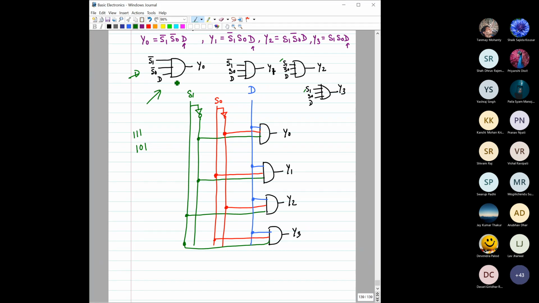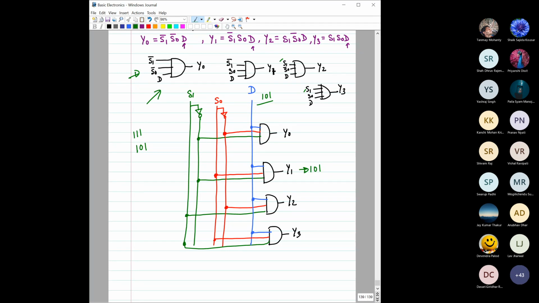But you know for which selection line you have selected, right? For example, suppose you are sending the data 101 over the channel and you want this 101 to be delivered here. Then first you transfer 1, you receive 1 here, then you transfer 0, so you receive 0, then again you transfer 1, and you will get 1.